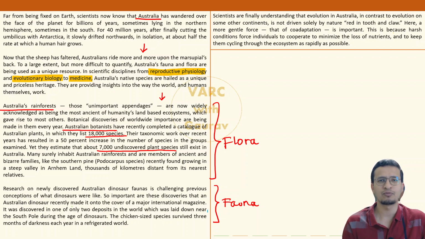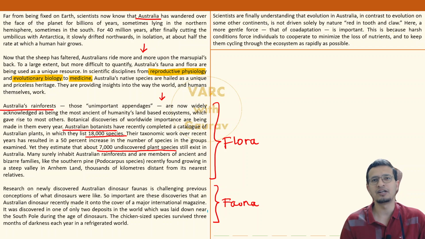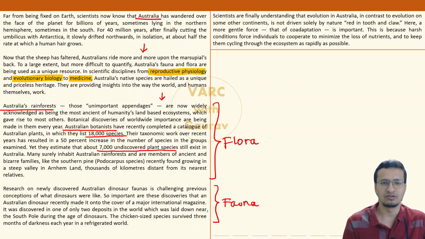In fauna, fourth paragraph, we are given only that dinosaur eggs have been found in Australia, and these eggs seem to be fundamentally different from the stereotype, the cliche image that we have in our minds about dinosaurs. That's it. So the dinosaur that they discovered over here, how is it unique?